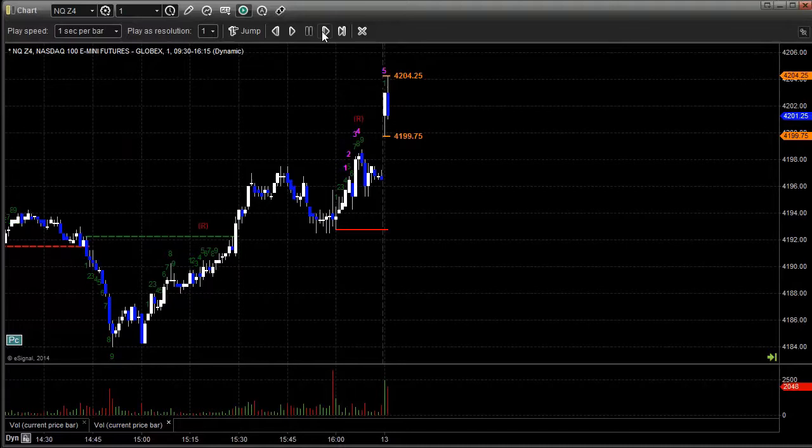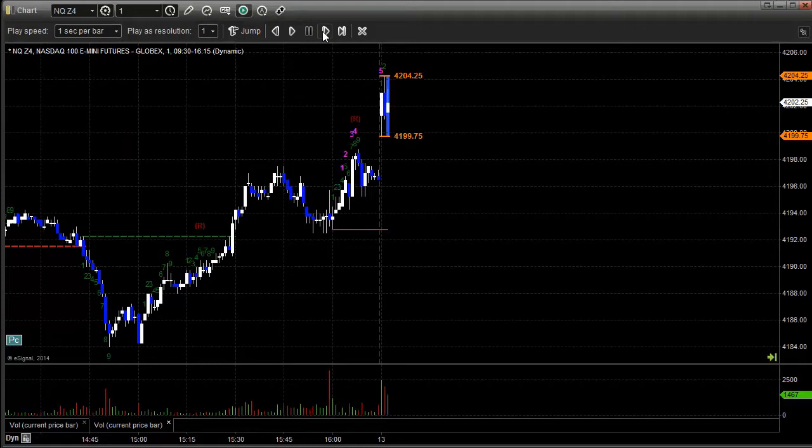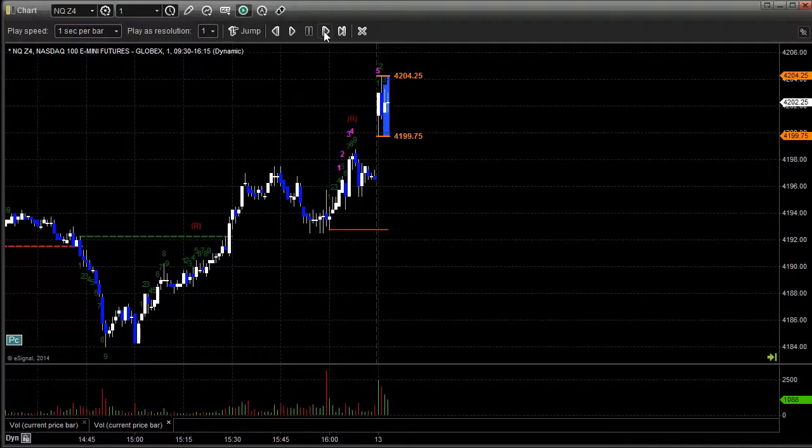That's 4,204.25 up top, 4,199.75 on the bottom. So what we're doing from here is we're going to look for a close on a 1-minute candle basis outside, either above or below these lines. Now what you'll notice is that the third bar was inside of that, and you're going to start to see some shading here. It's going to shade the area between the two orange lines so we can see clearly when we break out of it.